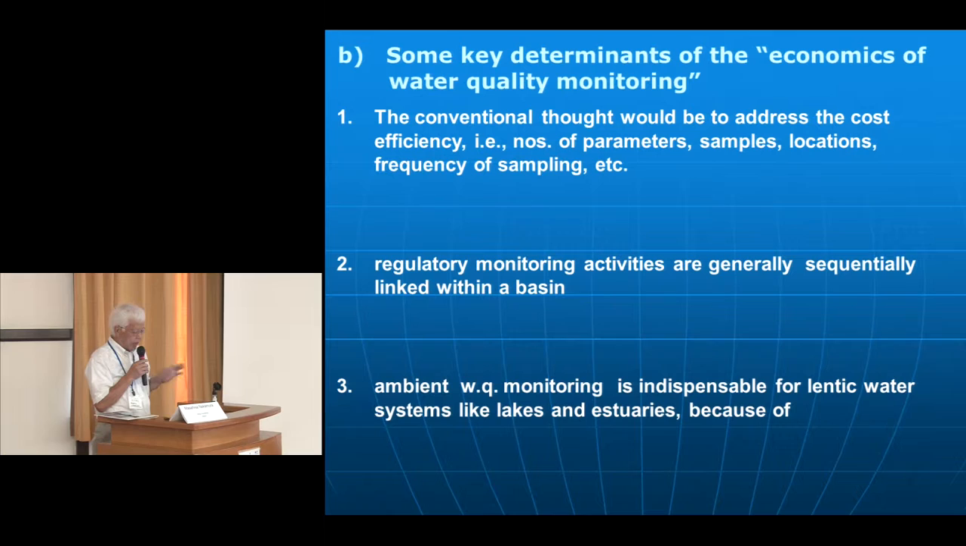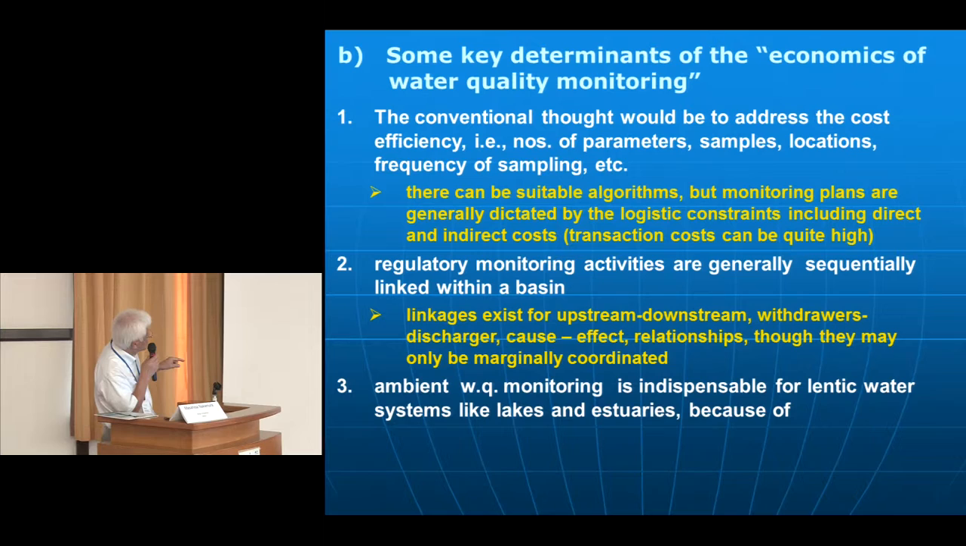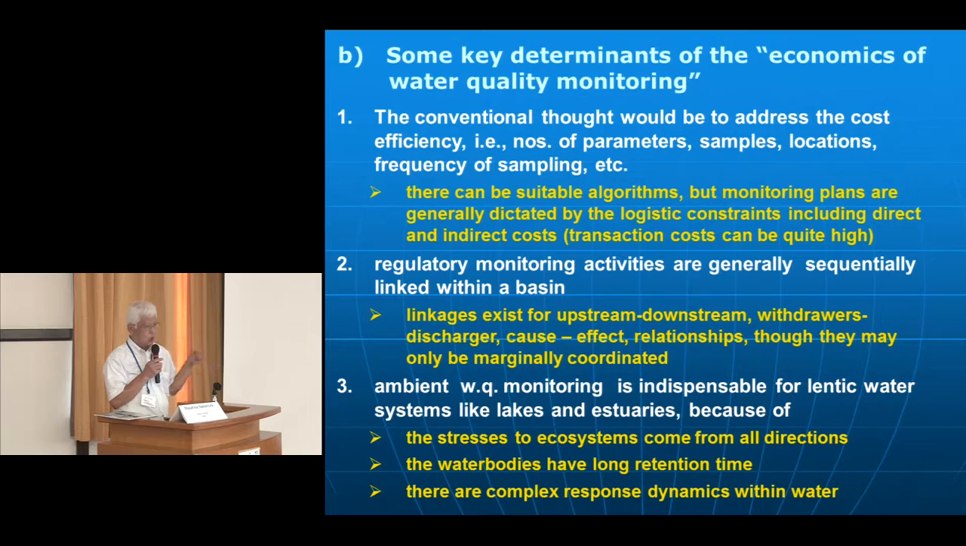Ambient water quality monitoring is indispensable for lentic water systems like lakes and estuaries. So the linkages exist for upstream, downstream, withdrawal, discharges, cause-effect relationships, though they may be only marginally coordinated. And that is a very challenging situation in terms of economics of water quality monitoring. In terms of ambient, we have already mentioned the three features of lentic waters becoming very challenging in terms of the span of economic investment, in terms of this research, knowing what is taking place, really for policy making. There is much to be learned about in terms of investment and the cost of monitoring.